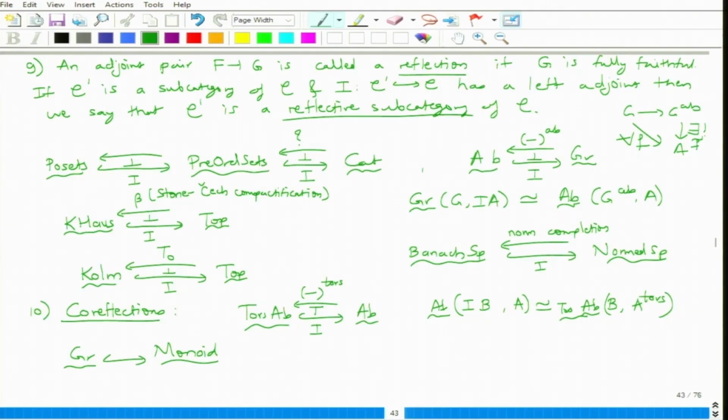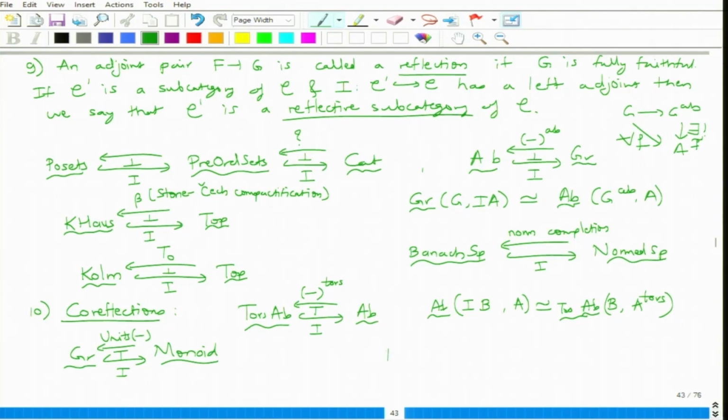Every group is a monoid, and every monoid can be mapped to a group. A monoid may have only one invertible element, but you map it to all invertible elements. So that's the group of units. Yeah, so that's a co-reflection again.